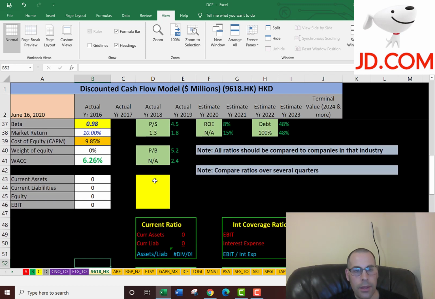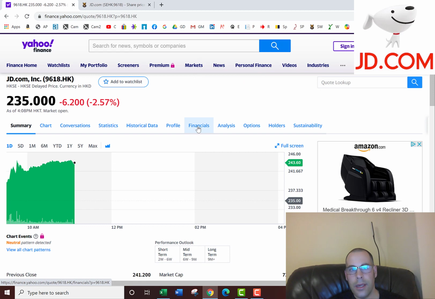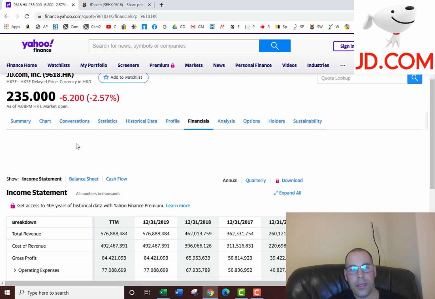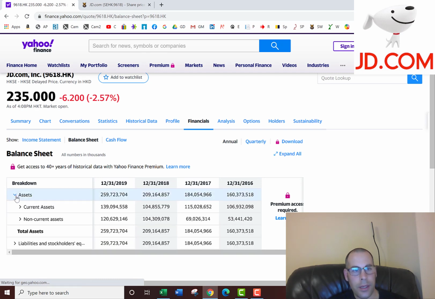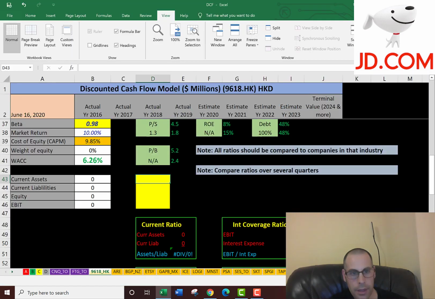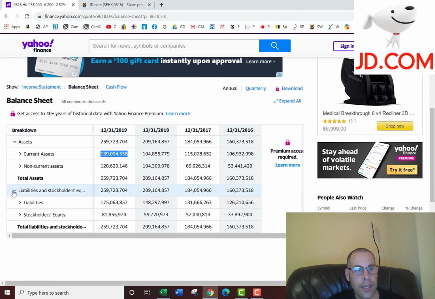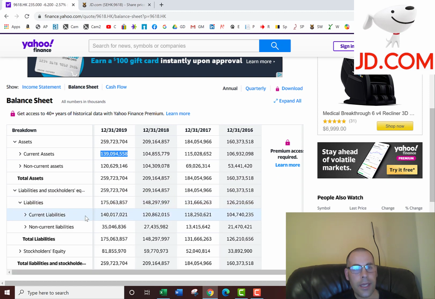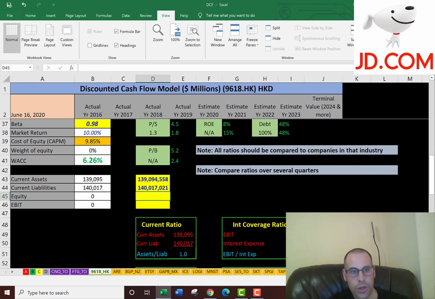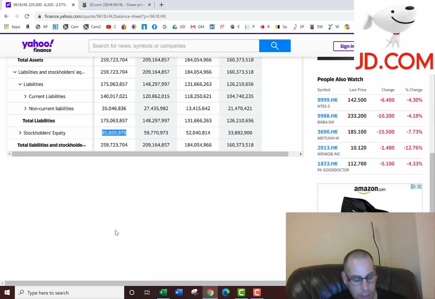And let's also get some more information from the balance sheet. We need the current assets. We need this number because when we calculate the current ratio later, that's part of the equation. And current assets are mainly cash, accounts receivables, and inventory. That's $139 million. And let's get their current liabilities. This is how much money the company owes within the next 12 months. And that's $140 million. And the equity, that's the value of the company according to the balance sheet.